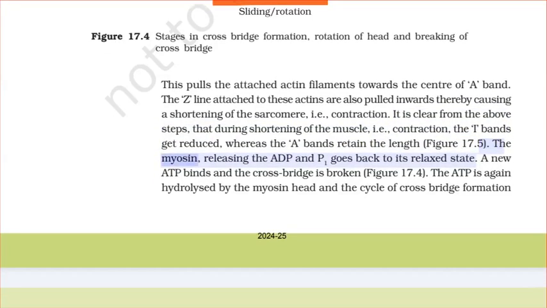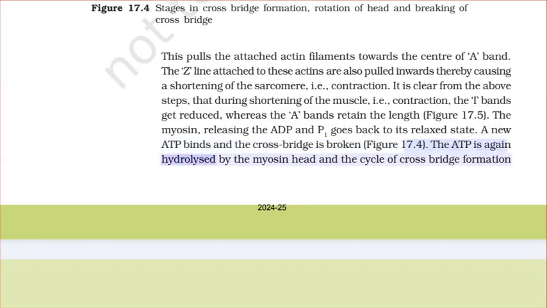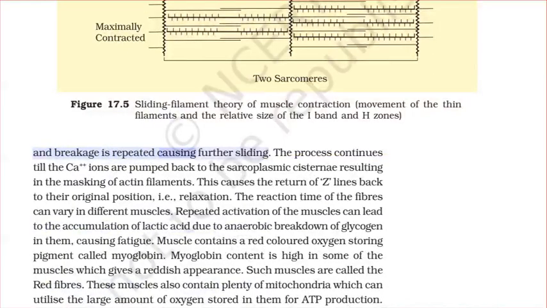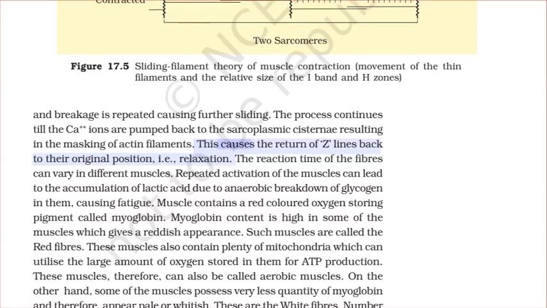The myosin, releasing the ADP and Pi, goes back to its relaxed state. A new ATP binds and the cross bridge is broken. The ATP is again hydrolysed by the myosin head and the cycle of cross bridge formation and breakage is repeated, causing further sliding. The process continues till the Ca++ ions are pumped back to the sarcoplasmic cisternae, resulting in the masking of actin filaments. This causes the return of Z-lines back to their original position, that is, relaxation.